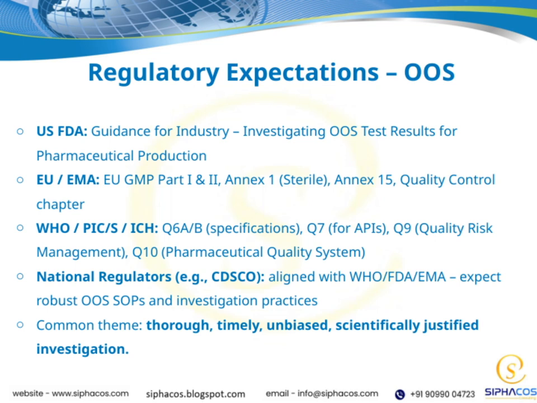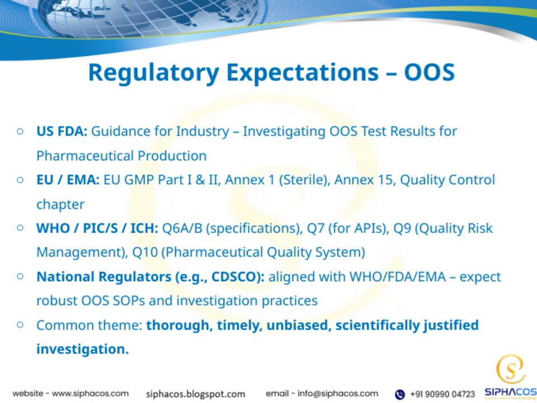Globally, organizations like WHO, PIC/S, and ICH have established key guidelines. For instance, Q6A and Q6B specify requirements for drug product and API specifications, while Q7 covers good manufacturing practices for APIs. Q9 introduces risk management principles, and Q10 emphasizes a robust pharmaceutical quality system. These guidelines collectively underpin a consistent approach to handling OOS results.